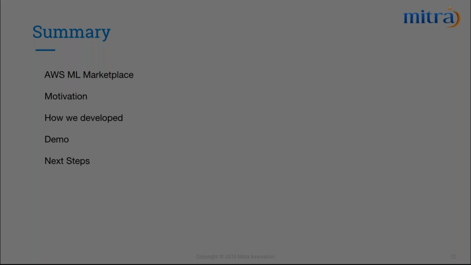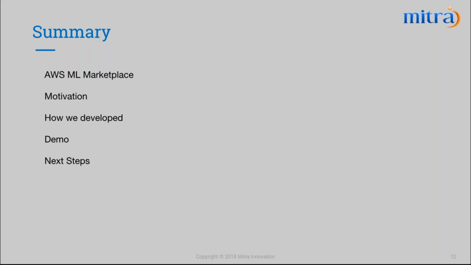Let's move on to our summary. Today we looked at the AWS Machine Learning Marketplace, and we talked about why abusive text detection is important and the motivation towards developing it. We also looked at how we developed the solution, and we went through a comprehensive demonstration of how to use it. We introduced you to our next steps and what is there for you in version 2 of the model.